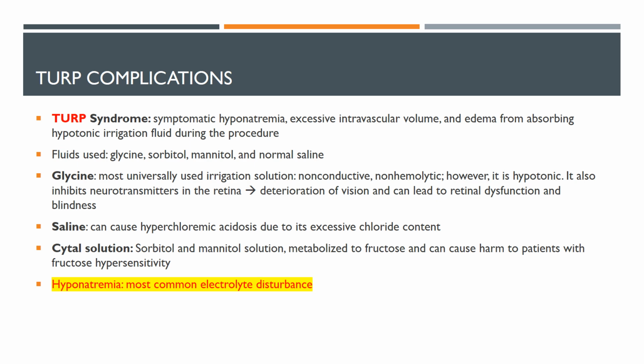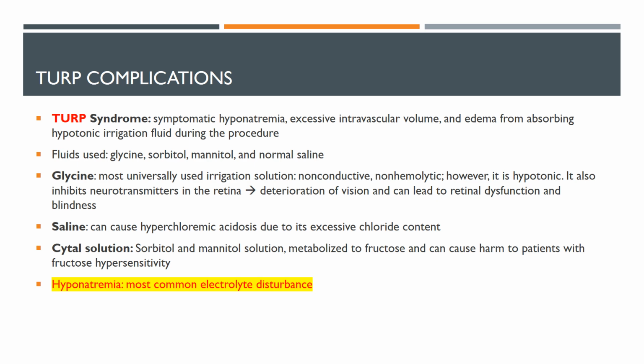So TURP complications is our next keyword. So what is TURP syndrome? TURP syndrome is a symptomatic hyponatremia with excessive intravascular volume and edema from absorbing the hypotonic irrigation fluid that's used during this procedure. There are different types of fluids that can be used. You can use glycine, sorbitol, mannitol, and normal saline.